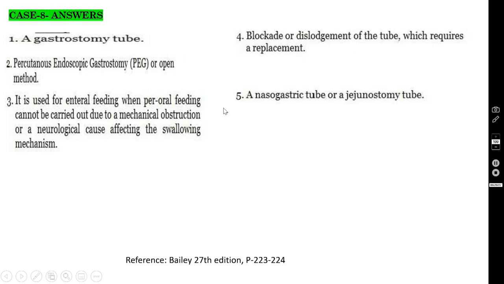What else, apart from this feeding, can you do? Because there is no mechanical obstruction, you can put a nasogastric tube or a nasojejunal tube and feed the patient, but you can keep these tubes only for 7 to 10 days. After that, if it is long term, you have to do either a gastrostomy or you can go for a jejunostomy tube also.